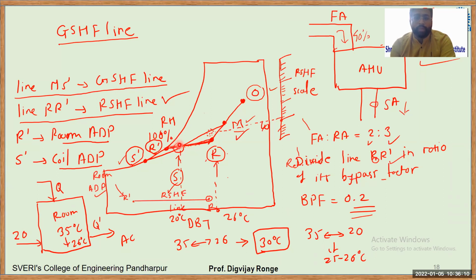Now you can draw a line through this mixing point and this bypass factor point. If you extend it up to the saturation curve, you will get the coil ADP. So in case the coil ADP is not given, you can divide this RSHF line by the bypass factor, then draw a line through this point and the mixing point, extend it up to the saturation curve, and you will get the coil ADP.